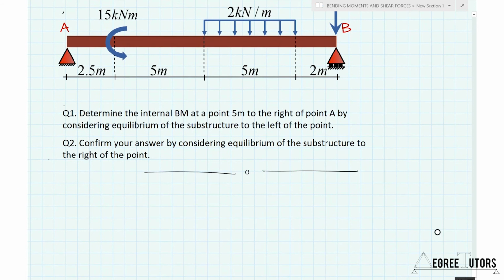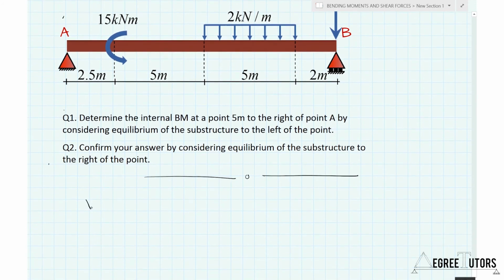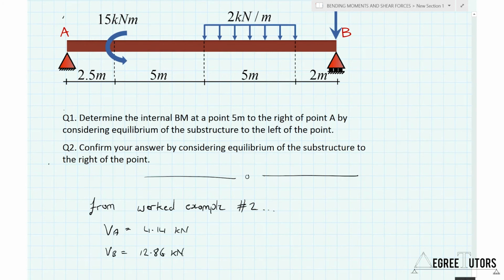So the first thing that we want to do is say that this question looks a little bit familiar. We'll have seen that particular structure in the last section. So we already know what the reactions for this structure are. From worked example number 2, we already know that the vertical reaction at A, VA, is 4.14 kilonewtons, and VB is equal to 12.86 kilonewtons. Okay, so that's the first bit done.